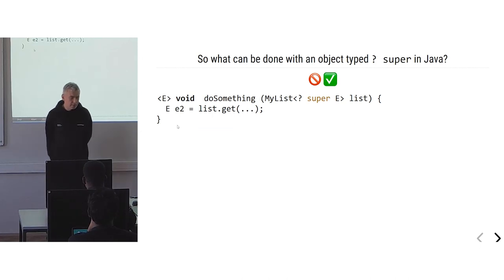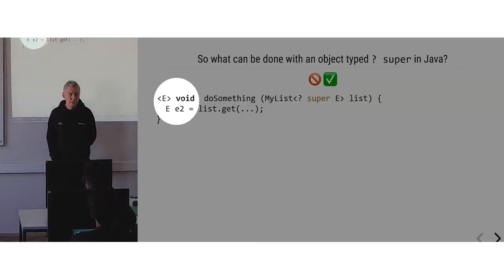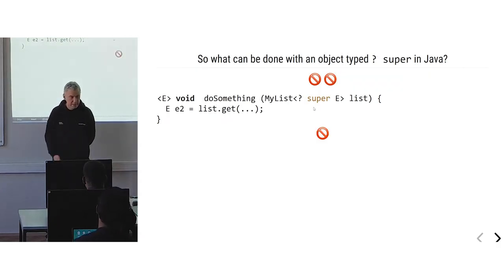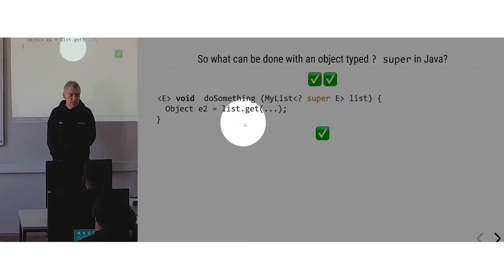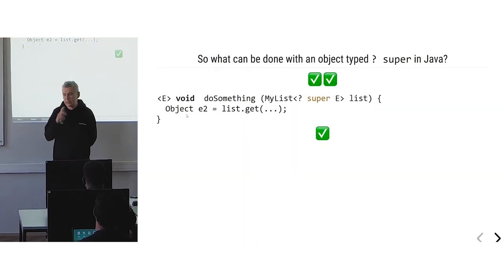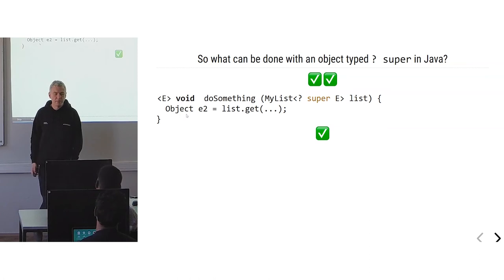What about getting? No, because we just don't know this type. It might be E, it might be object. But this one is okay, because it's at least object, so we can still get it, but we just forgot the type of it. So we can still get elements, but as objects.